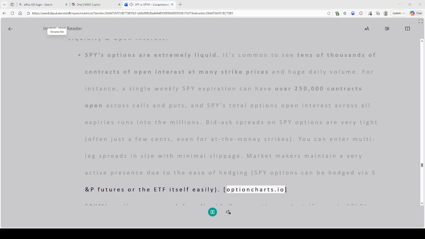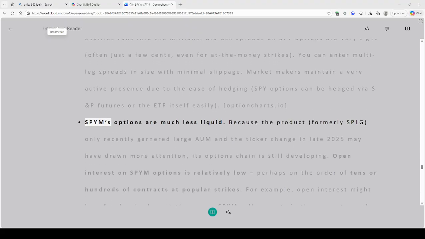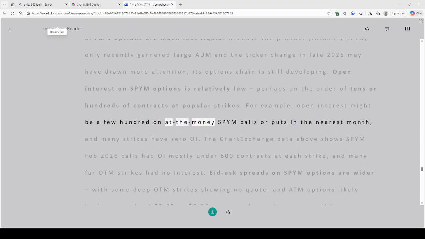SPYM's options are much less liquid. Because the product, formerly SPLG, only recently garnered large AUM and the ticker change in late 2025 may have drawn more attention, its options chain is still developing. Open interest on SPYM options is relatively low, perhaps on the order of tens or hundreds of contracts at popular strikes. For example, open interest might be a few hundred on at-the-money SPYM calls or puts in the nearest month, and many strikes have zero OI.